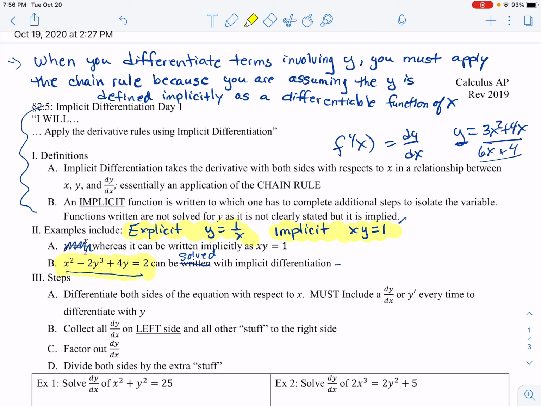I could move the x squared over and factor out a y, but I'd still have a mess and I wouldn't know how to solve it. Also, correct this typo here. It can't be written explicitly. It wants to be solved implicitly. This didn't make any sense at all.